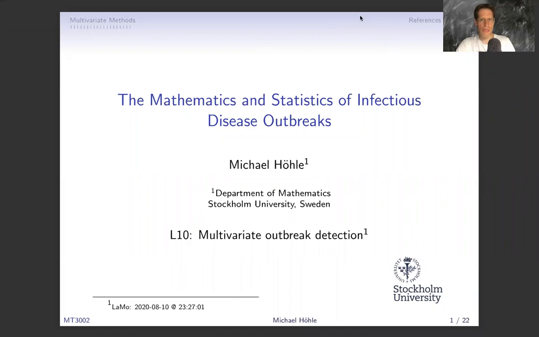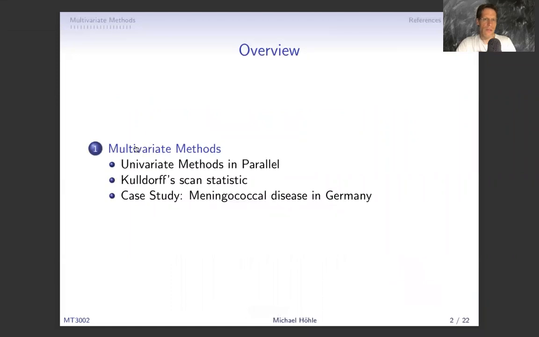Welcome to lecture number 10 of the Mathematics and Statistics of Infectious Disease Outbreaks. Today we will be talking about multivariate outbreak detection, and I will choose the following agenda for this.